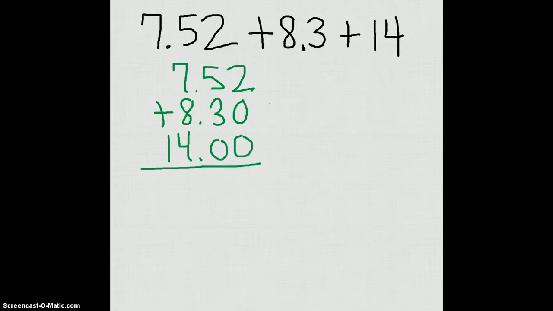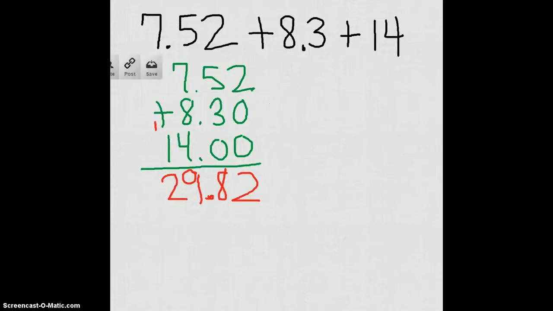So we add everything together. And our final answer is 29.82. So again, if you're adding or subtracting decimals, line up the decimal points and the digits, and add zeros where necessary.